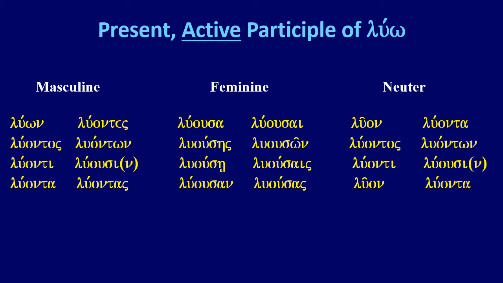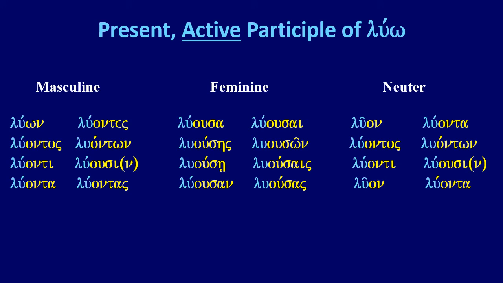But one thing to note is the difference in these signs or infixes there between the masculine and the feminine, or I should say masculine neuter. They share the same participle marker, and you'll see the difference with the upsilon sigma for the feminine.